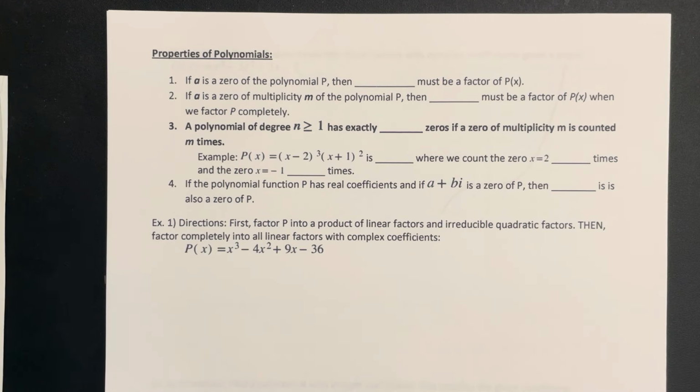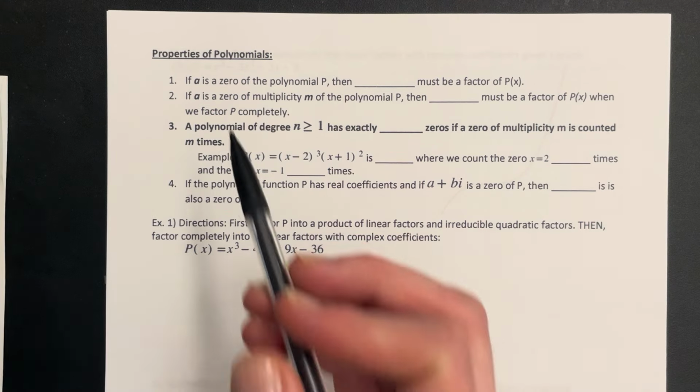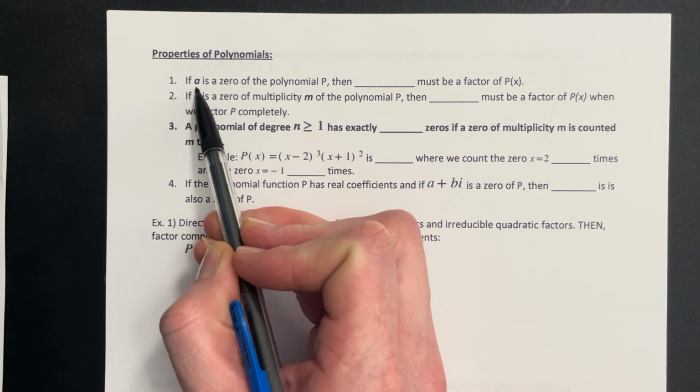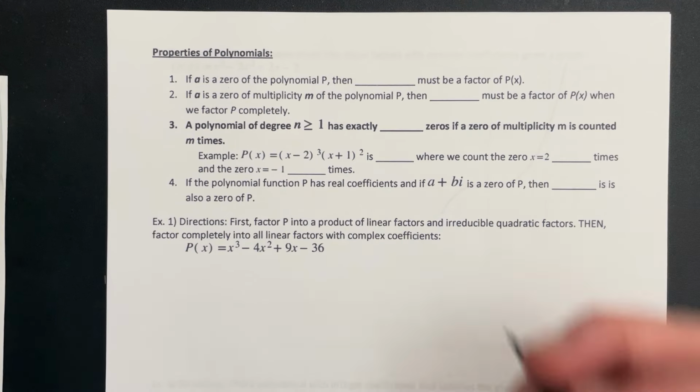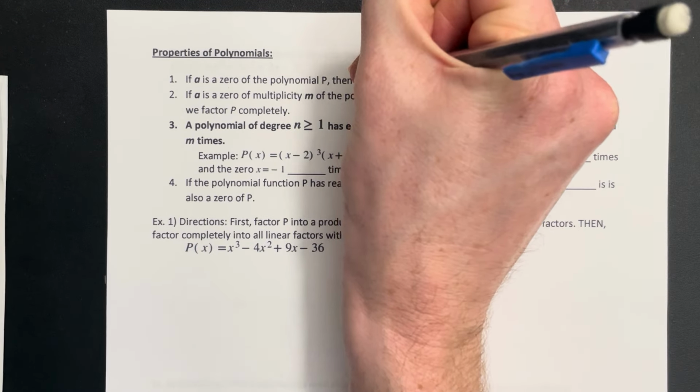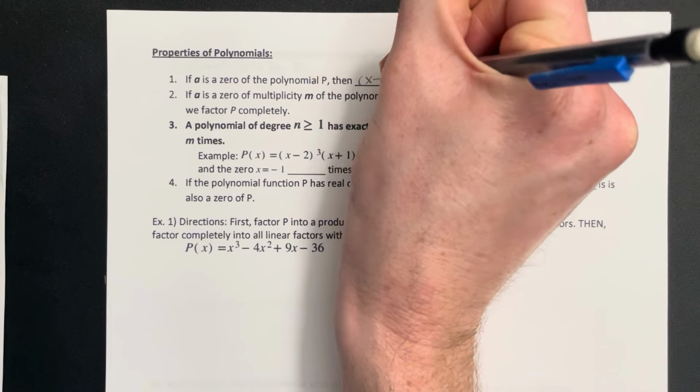In this next video, we're continuing our discussion on zeros and factors of polynomials. So let's just review a few of the properties of polynomials that we've already discussed. One of them is that if a is a zero of the polynomial, then we know a factor of that polynomial, and that factor would be x minus a.